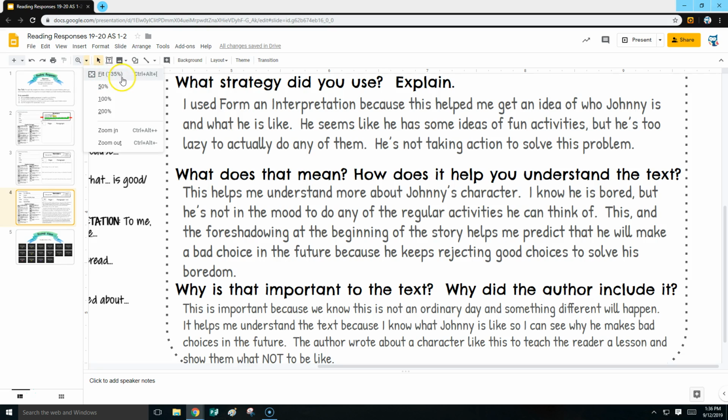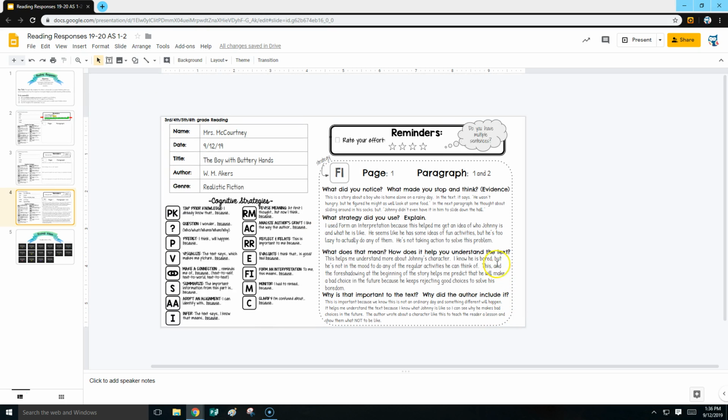Okay, so if I zoom out, then you can see I have multiple sentences in each section. I had to make the text a little bit smaller to fit, but that's showing that I'm really spending time and effort thinking about what I'm reading. And this is what I'm going to be looking for in your reading responses.